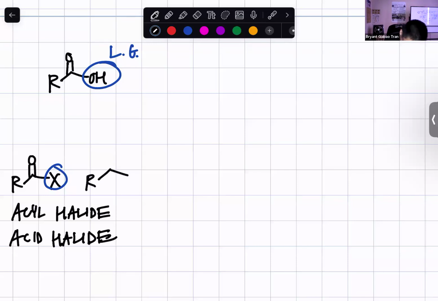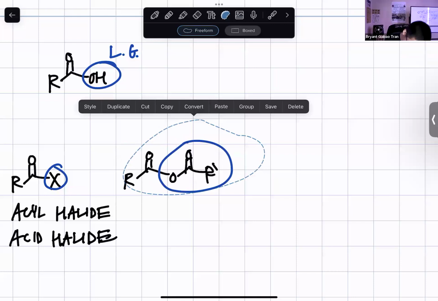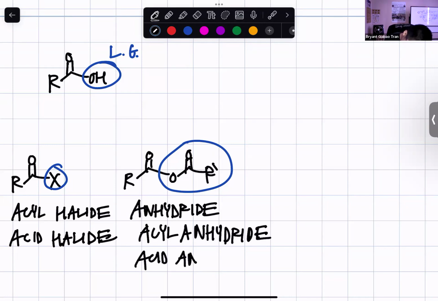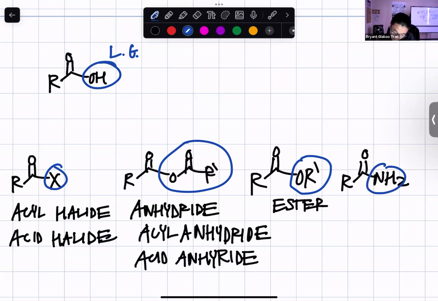If you have this as a leaving group, then this is called an anhydride, or acyl anhydride. But I think on your homework they used acid anhydride. If you have an OR group as a leaving group, this is going to be an ester. If you have an amine group as the leaving group, that's an amide.